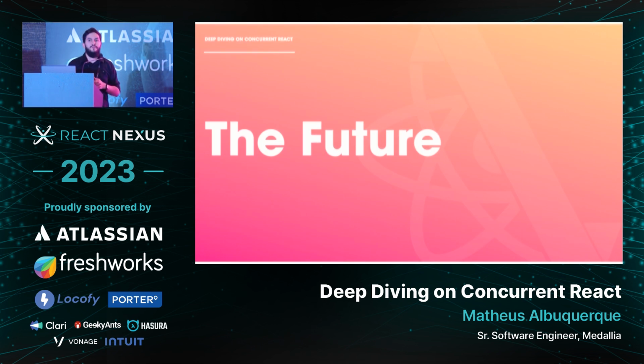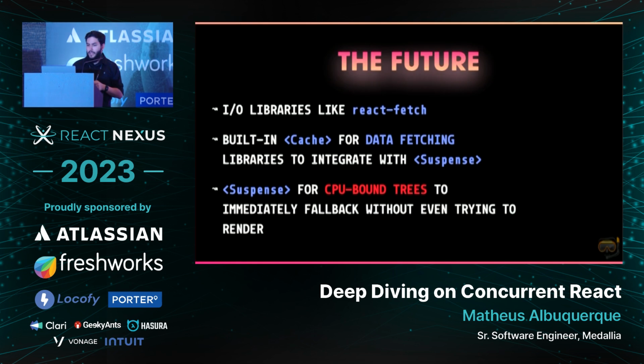A little bit about the future. There are so many things coming down the line. For example, we're going to have I/O libraries like React Fetch. We're going to have built-in cache for data fetching libraries to integrate with Suspense. We're going to have Suspense for CPU-bound trees, which is just amazing, because Suspense itself was born as something geared towards I/O-bound operations. But we're going to be able to fall back some subtree of your app without even trying to render it, because you know it's heavy to render.